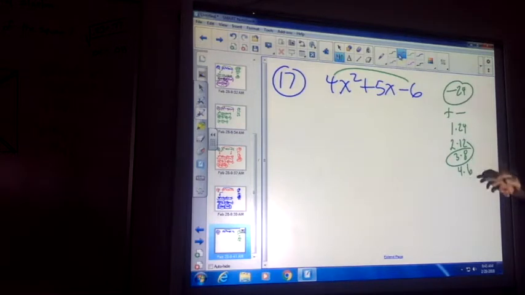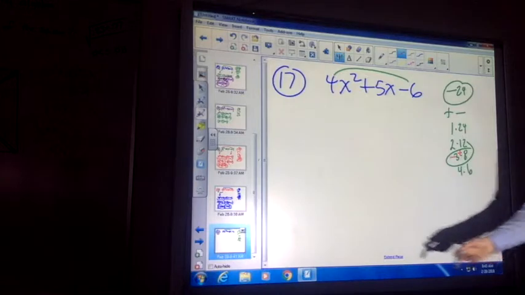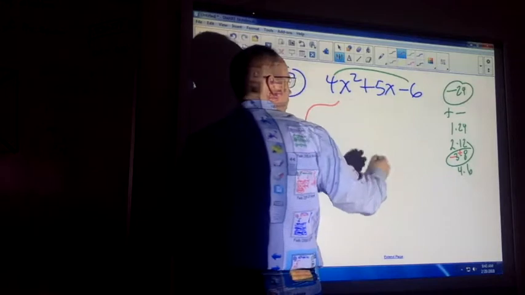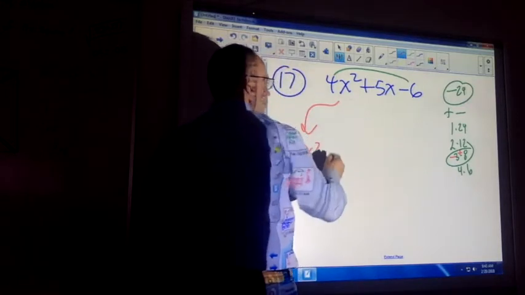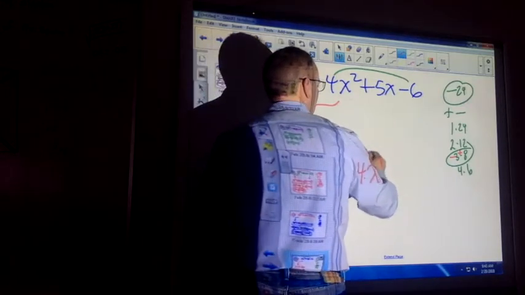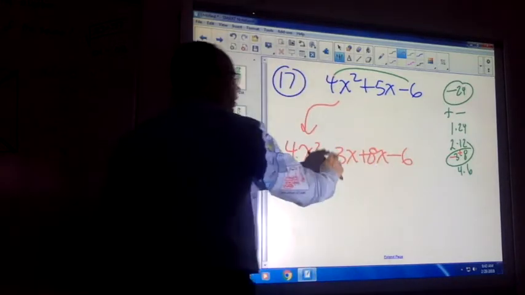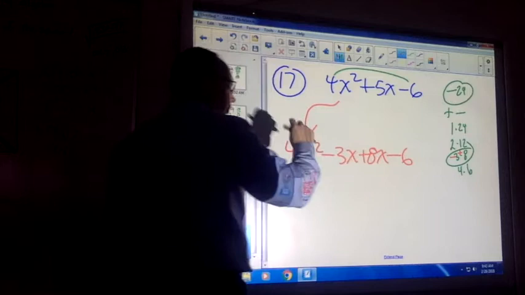Which one's positive? 8's got to be positive, so the 3 has to be negative. Cool. 4x squared. It doesn't matter what order as long as the sign stays. So I'm going to go minus 3x plus 8x minus 6. Okay? You could have had plus 8x. You could have had minus 3x. It still would have worked.